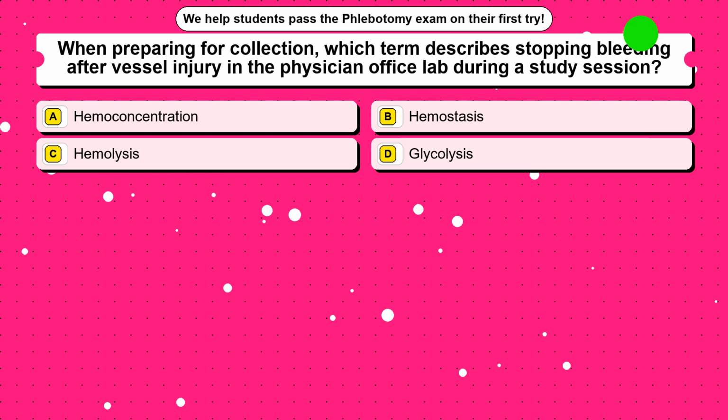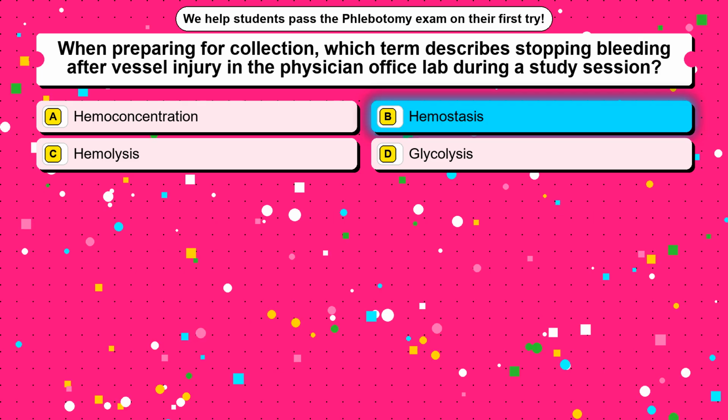Question 98. When preparing for collection, which term describes stopping bleeding after vessel injury in the physician office lab during a study session? Option A. Hemoconcentration. Option B. Hemostasis. Option C. Hemolysis. Option D. Glycolysis. The correct answer is option B. Hemostasis.